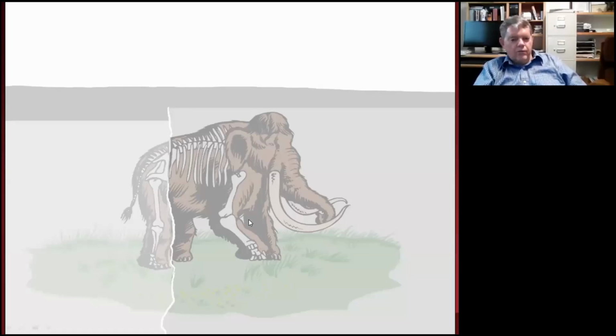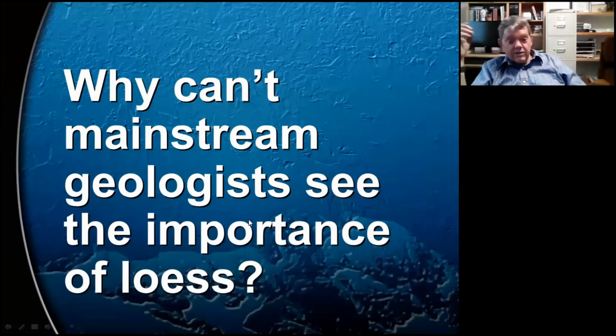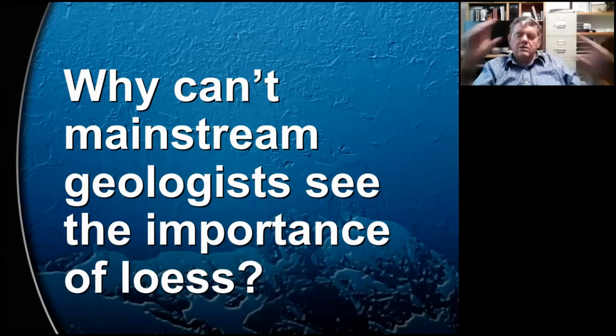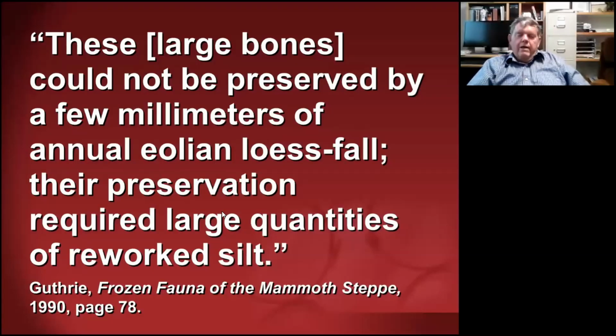But there's a problem with the uniformitarians. Why can't they see the importance of this windblown silt? They're in windblown silt deposits. Why can't they see the importance of it? Because of their uniformitarian mindset. Because a dust storm in a bogland, they're almost non-existent today. And they're not going to be able to cover up anything. Dale Guthrie said, these large bones could not be preserved by a few millimeters of annual aeolian lustfall. Few millimeters is what he gives it.